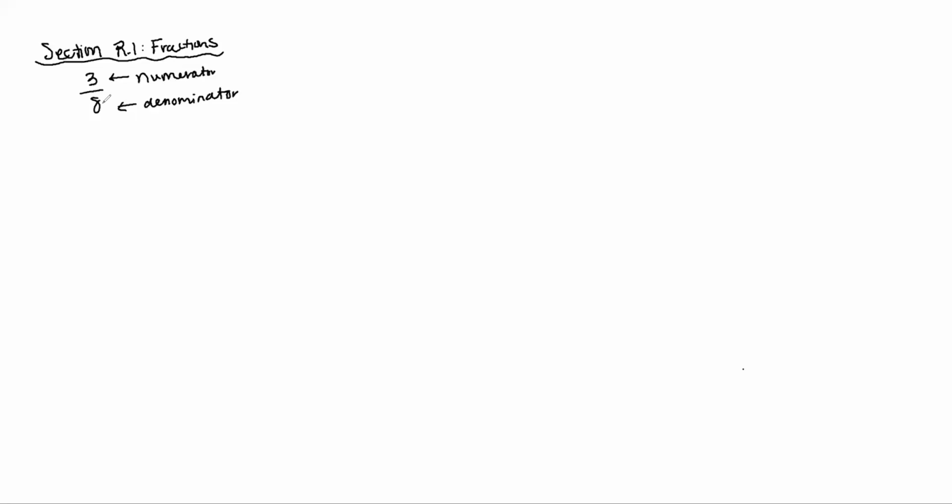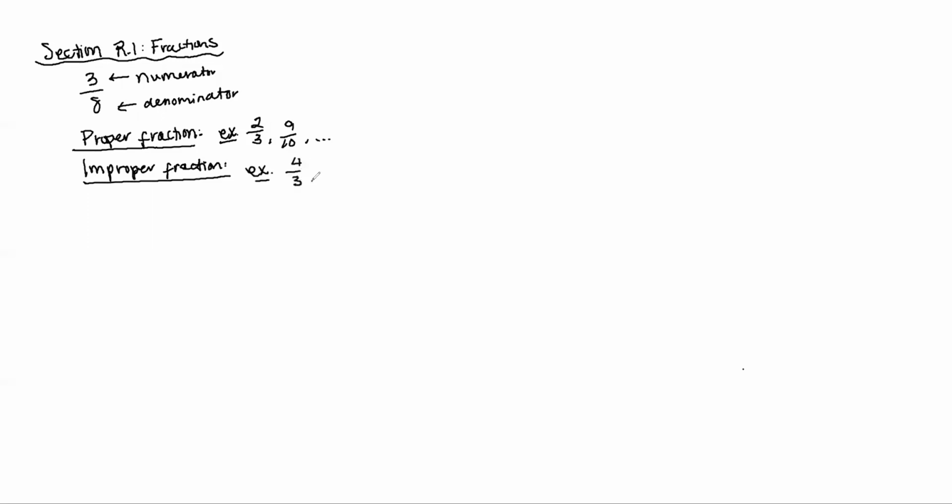And so we have a couple different types of fractions. We have a proper fraction, which is a fraction where the numerator is smaller than the denominator. So something like 2/3 or 9/10. And an improper fraction is going to be the opposite of that. An improper fraction is where the numerator is bigger than the denominator. So we have something like 4/3 or 100/51.